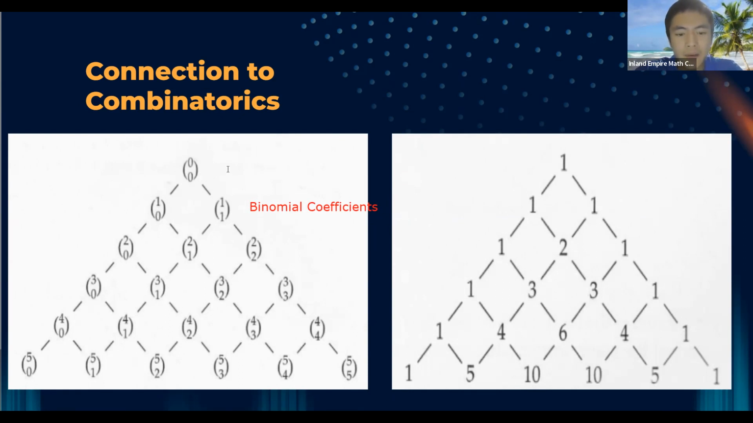And if you studied combinations before, you would know that, for example, 0 choose 0 evaluates to 1. 1 choose 0 evaluates to 1. 1 choose 1 evaluates to 1. 2 choose 0 evaluates to 1. 2 choose 1 evaluates to 2. This is 1. This is 1. This is 3. This is 3. This is 1. This is 1. This is 4. This is 6. This is 4. This is 1.